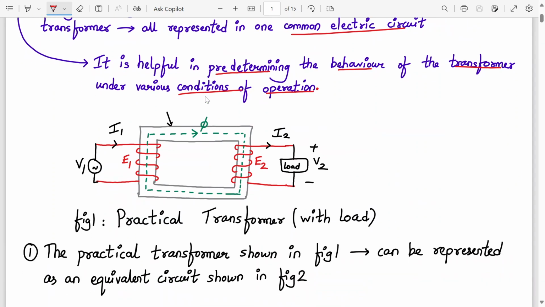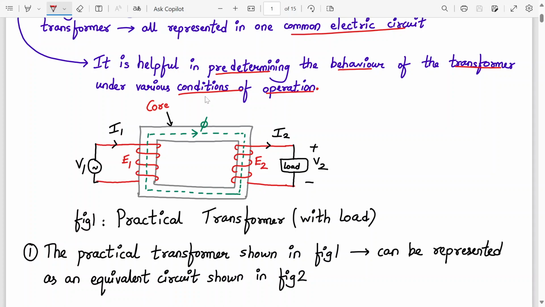So this is a practical transformer with a load. Here V1 is my primary voltage, E1 is my self-induced EMF, I1 is my primary current, this is my iron core. Okay, this phi is the main flux which is shared in common with primary and secondary winding. E2 is my mutually induced EMF, I2 is the secondary current, and V2 is the secondary voltage. Alright, so this is the diagram of a practical transformer with load.